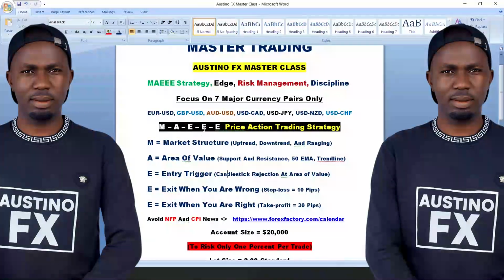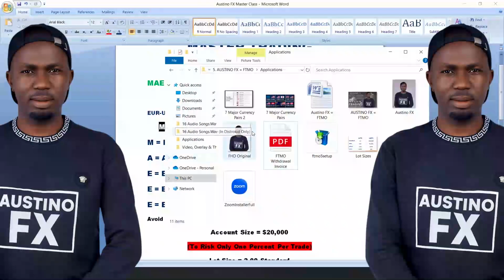And bear in mind that I trade the 7 major currency pairs, which are the EUR/USD, the GBP/USD, AUD/USD, USD/CAD, USD/JPY, USD/NZD, and the USD/CHF. These are the 7 major currency pairs that I trade. So let me just show you what countries have these currency pairs.